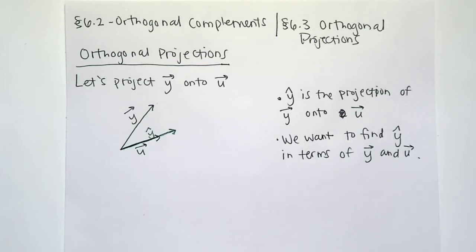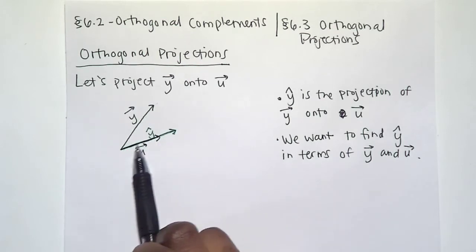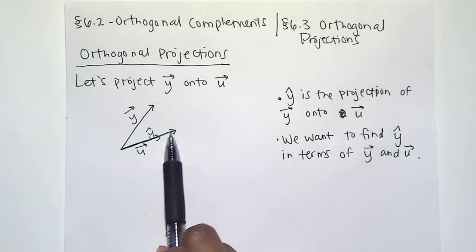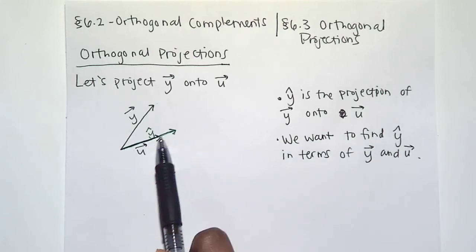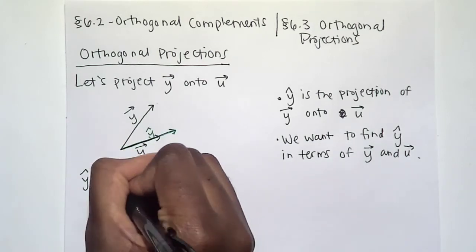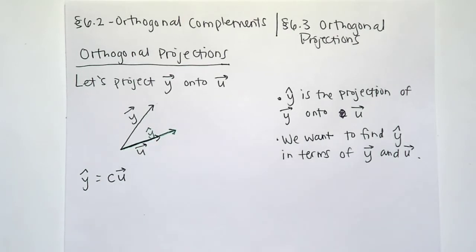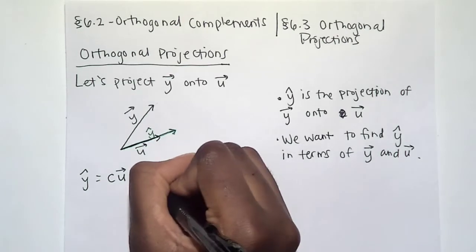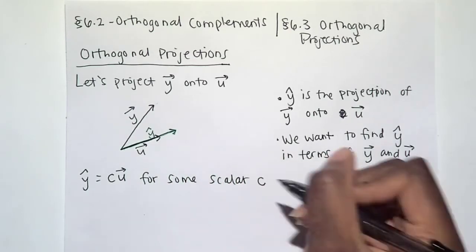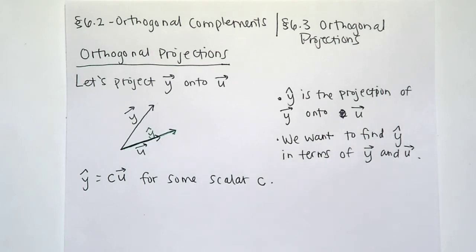Okay, so let's get a starting point. What do we already know? We already know y hat is going to be in the same direction as u, but also it's just scaled. It's the same as u, just a little longer, or it could be a little shorter. So really, y hat is just going to be some scalar times u, for some scalar c. So we already have the beginnings of a formula here. So all we have to do is figure out what this c is.